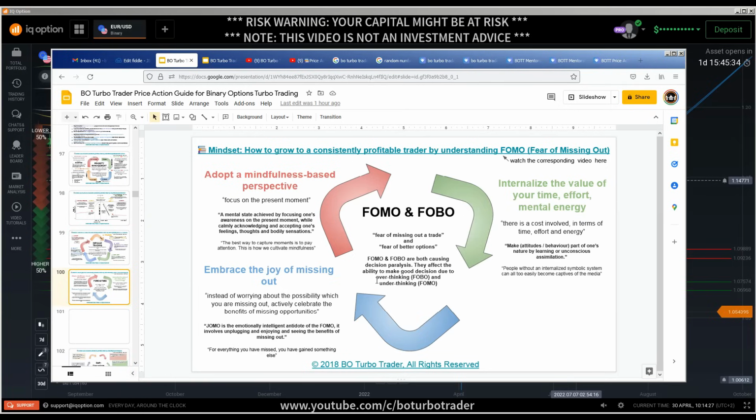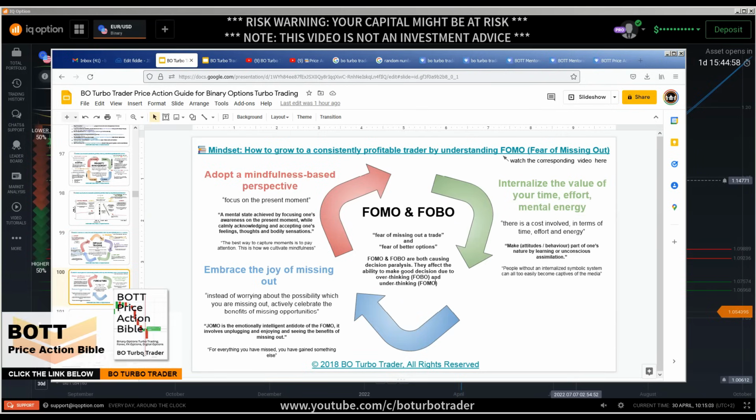That is when you are sitting there and you don't know what to do. You would like to trade, but you don't want to trade, or you trade too early. That affects the ability to make good decisions due to overthinking. That is FOBO, the fear of better options. You think a much better option will come, maybe this one is not looking so good, and you are overthinking. And the underthinking, that is FOMO. When you are not thinking because you have the fear of missing out, you rush into the trade. That is underthinking. So overthinking and underthinking, that is the problem which most of my BOTT Mentorship program students, and mostly also you, are facing.